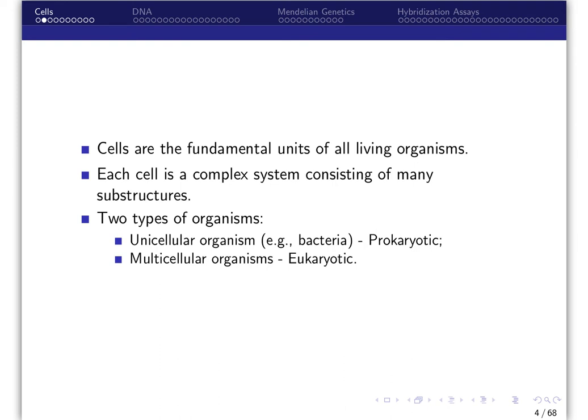The first, prokaryotic, are unicellular organisms, for example, bacteria, and lack a well-defined nuclear membrane. The second, eukaryotic, are multicellular organisms having a nucleus, and examples include humans, dogs, and plants. In this course, we will focus on eukaryotic cells.